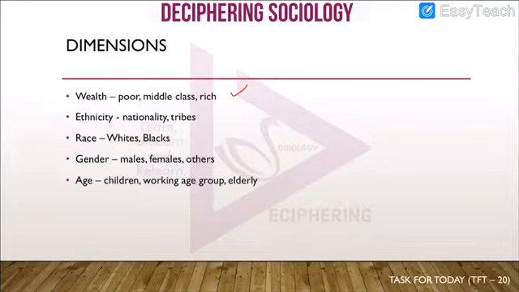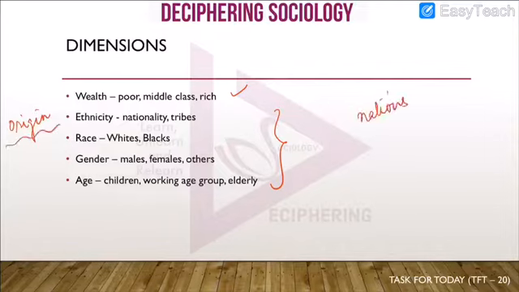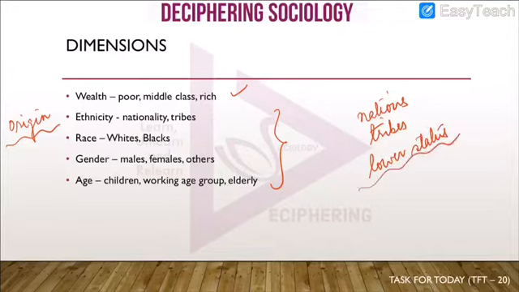There can be certain differences, certain inequalities, certain discrimination or exploitation on the basis of other features. What are these features? First one is ethnicity. Ethnicity means origin. So, people belonging to certain nations, for example, the third world nations, or people belonging to certain tribes, are considered to be of a lower status by those who enjoy a higher status.